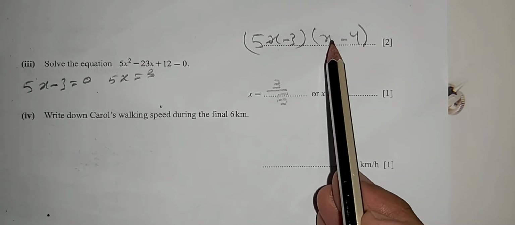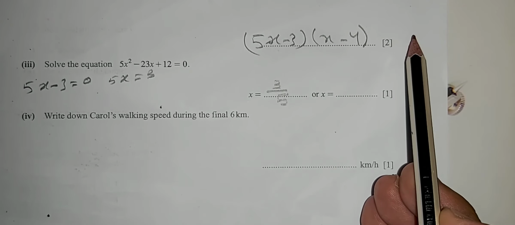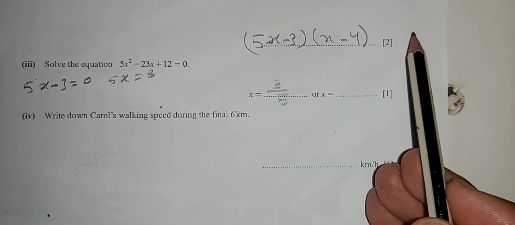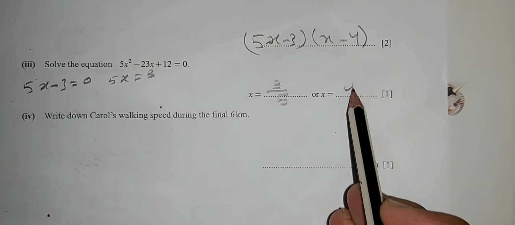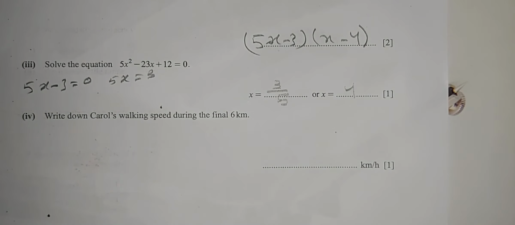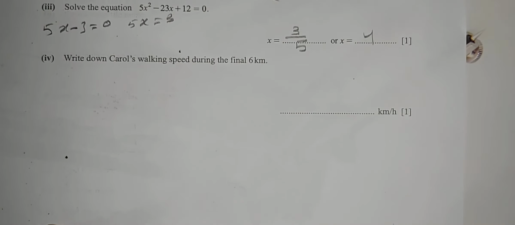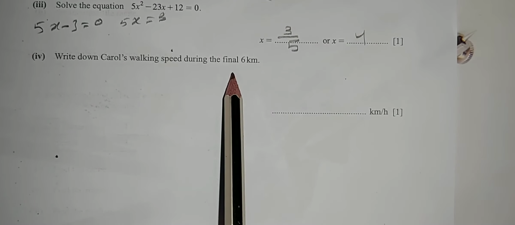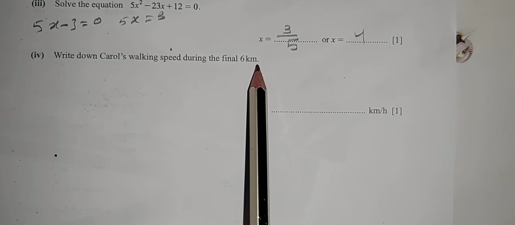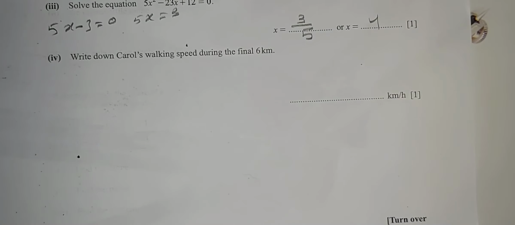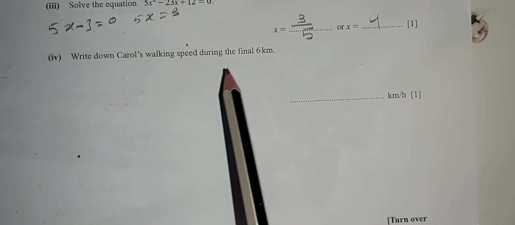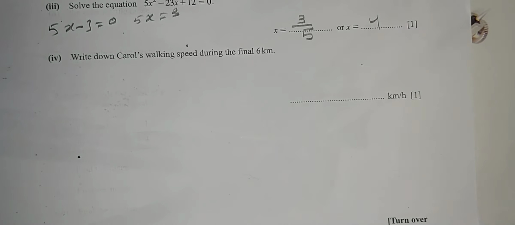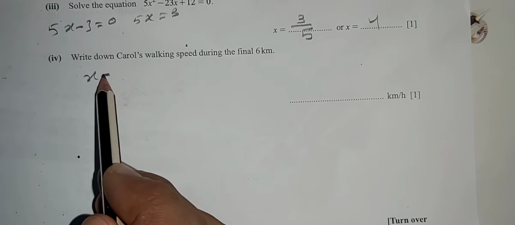And from the second bracket, x minus 4 equals 0. Therefore x equals 4. Here in the last part, write down Carol's walking speed during the final 6 kilometers. The final 6 kilometers, the speed was x minus 1.